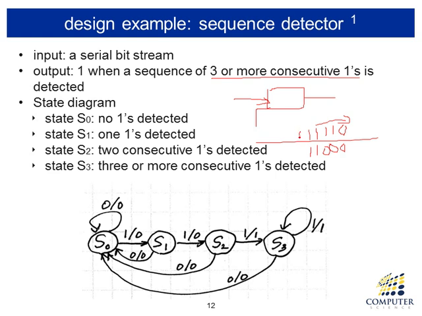Now another one comes in, then still we have 3 consecutive ones, so output stays 1. And then 0 comes in, then we don't have 3 consecutive ones, so output becomes 0. Again, 1 comes in, still output is 0. 1 comes in, still output is 0, and so on. So this is the behavior of a sequence detector for 3 or more consecutive ones. Once the problem description is given, the next step is we need to construct a state diagram.